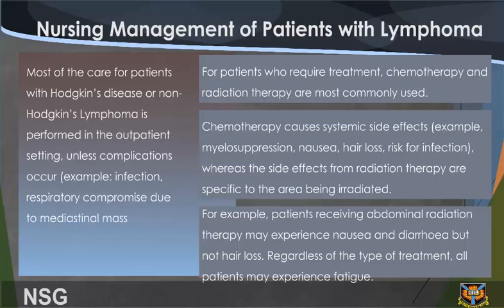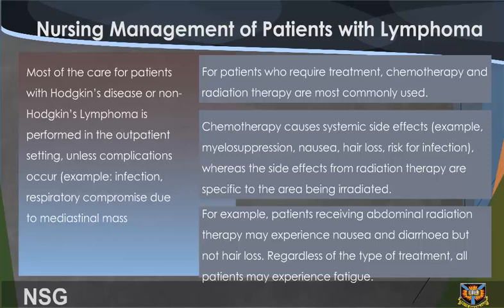Nursing management of patients with lymphoma. Most of the care for patients with Hodgkin's disease or non-Hodgkin's lymphoma is performed in the outpatient setting, unless complications occur, for example, infection, or respiratory compromise due to a mediastinal mass. For patients who require treatment, chemotherapy and radiation therapy are most commonly used.